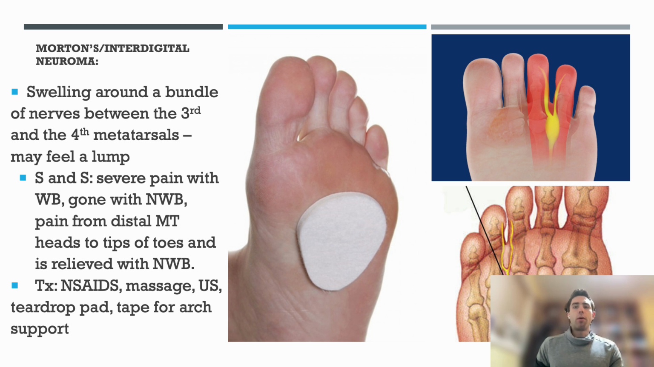Next up, we are now going to move on to interdigital neuroma. Now, this is going to be a very, I would hope, rare injury for you to see. This is more of a clinic style injury. Again, it's not very common. Pretty much you have bundles of nerves that run between all of your toes. The most common one that you're going to see this with is the third and fourth metatarsal nerves that kind of run between pretty much what would be considered your ring and middle toes.